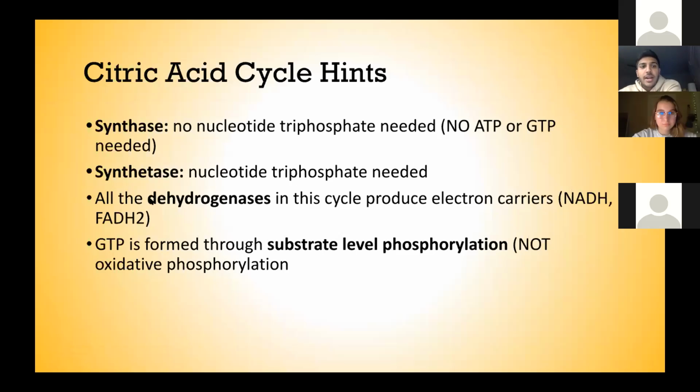And you have dehydrogenases again. They're going to be associated with those electron carriers, as I explained in glycolysis. And then your GTP is going to be formed through substrate level phosphorylation. It's not going to be through oxidative phosphorylation. Typically think of oxidative phosphorylation as having to do with the electron transport chain. And I'll go over that.